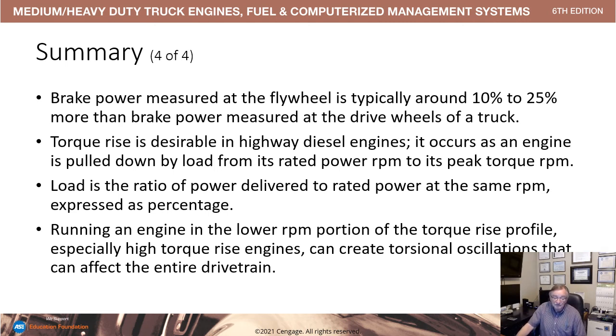Torque rise is desirable in highway diesel engines. It occurs as the engine is pulled down by the load from its rated power RPM to its peak torque RPM. Load is the ratio of power delivered to the rated power at the same RPM, expressed as a percentage. Running an engine in the lower RPM portion of the torque rise profile, especially high torque rise engines, creates torsional oscillations that can affect the engine drivetrain.